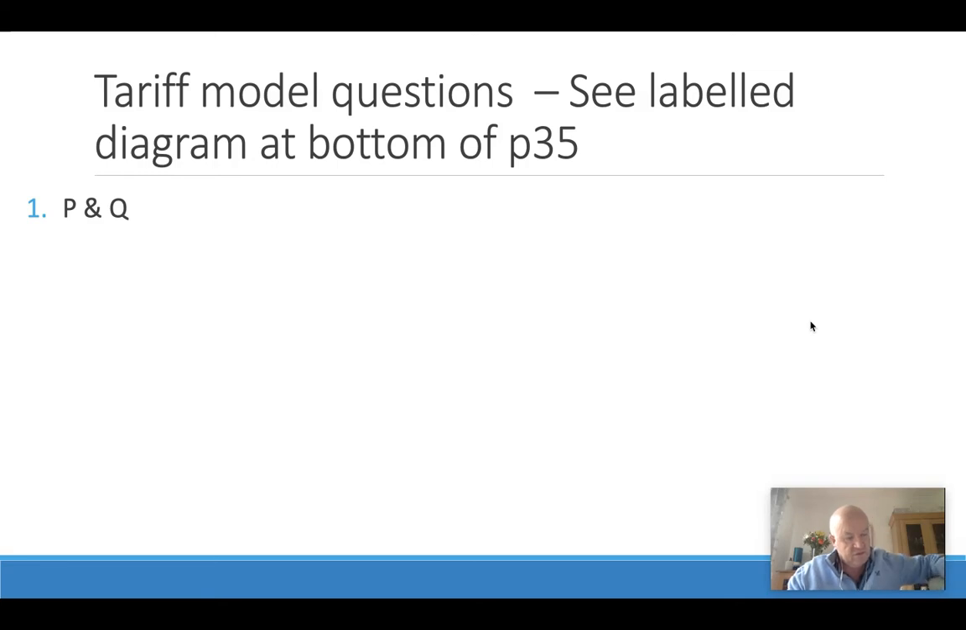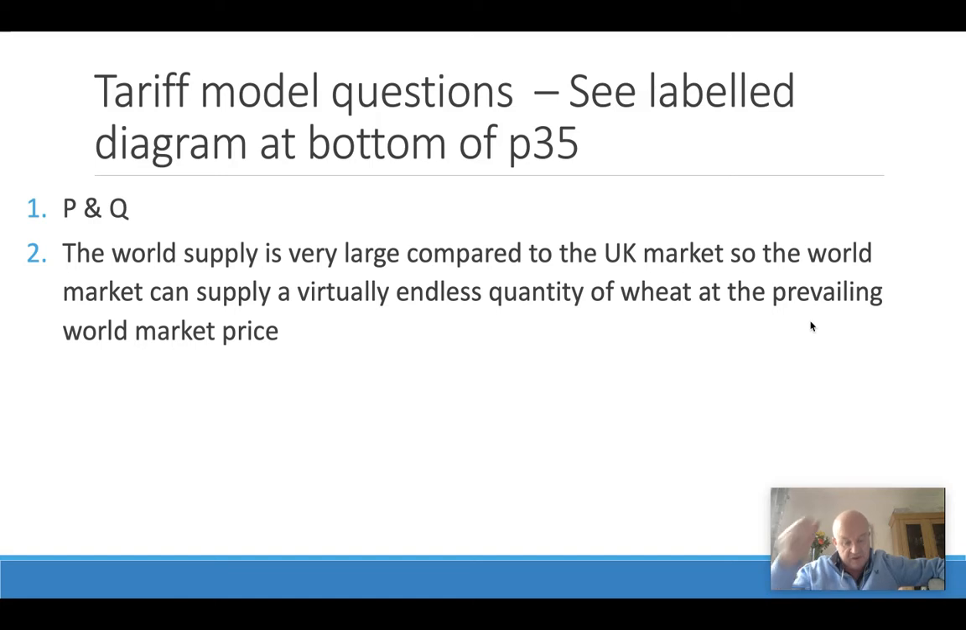If we then take a look at the second question: why is the world's supply curve assumed to be horizontal or perfectly elastic? So that's basically because it's very large compared to the UK. The world supply is very large to the UK, and the world market can supply a virtually endless supply of wheat at the prevailing world price.